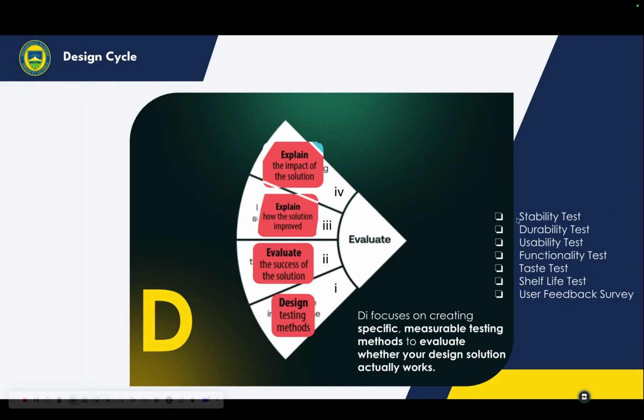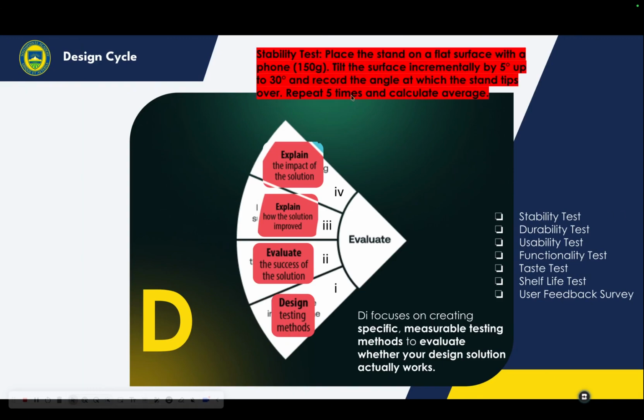To give you an example of a stability test, here's one. Place the stand on a flat surface with a phone. Tilt the surface incrementally by 5 degrees up to 30 degrees and record the angle at which the stand tips over. Repeat 5 times and calculate the averages. So this is a stability test. If you're going to test the product to see if it was stable or not, this is something that you can actually create. It's very specific. You could measure it because you can do it 5 times and see the results, and that evaluates if your design actually works.